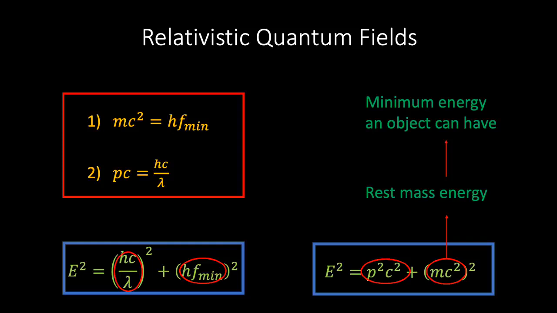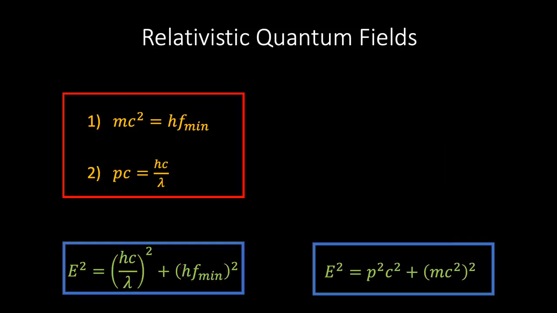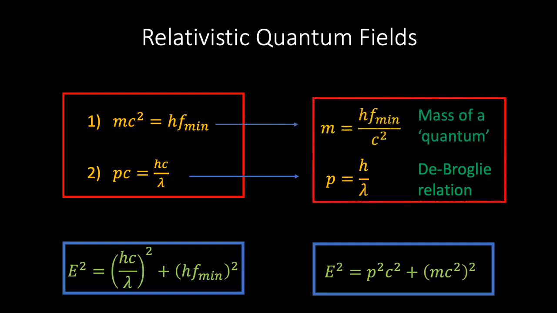So what are these relationships telling us? Well, if we begin by rearranging the second equation, then we recover the famous de Broglie relationship linking the particle property of momentum with the wave property of wavelength. But what about the first relationship? Well, if we rearrange for m, then we see something truly remarkable. This equation is telling us the mass of a quantum of this type of relativistic field.